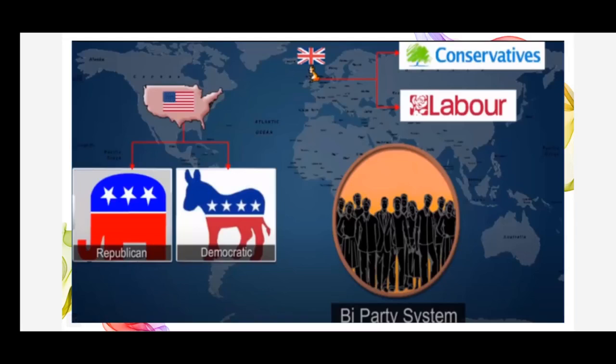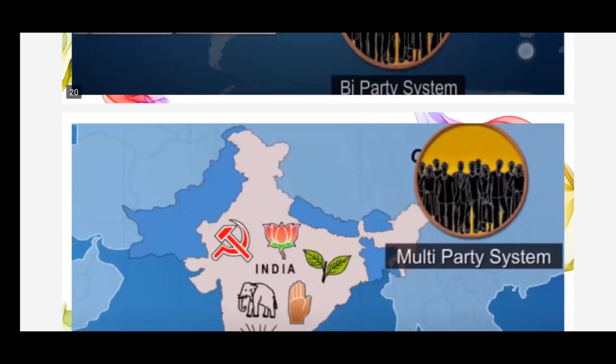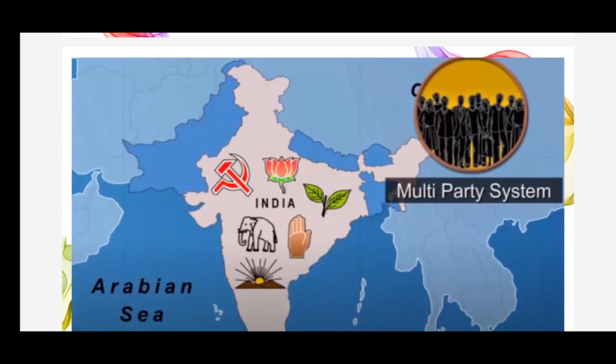The examples of this type of system are the Conservatives and the Labour Party in the United Kingdom, and the Republicans and the Democrats in the USA. It means the United States of America. A multi-party system is a system in which several parties compete for power, and more than two parties have a reasonable chance of coming into power, children, either on their own or in alliance with others. Alliance means what? Taking support from others.